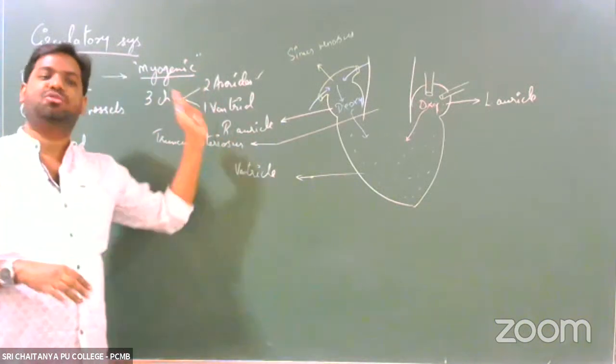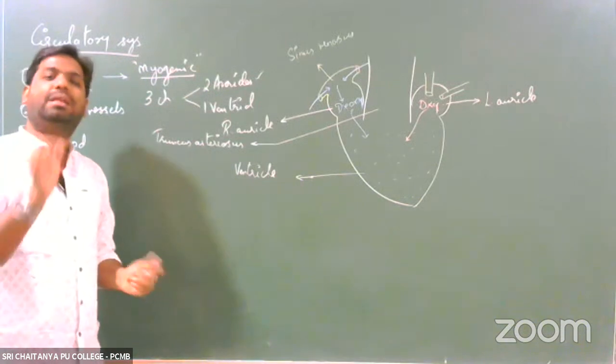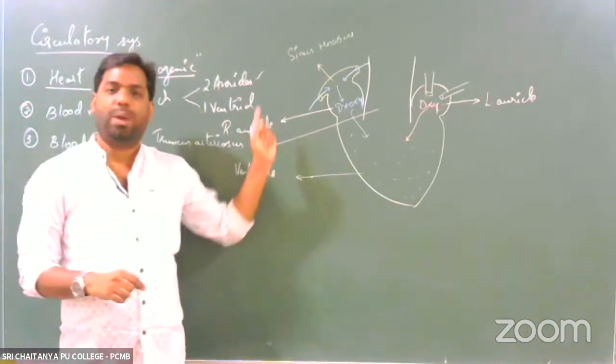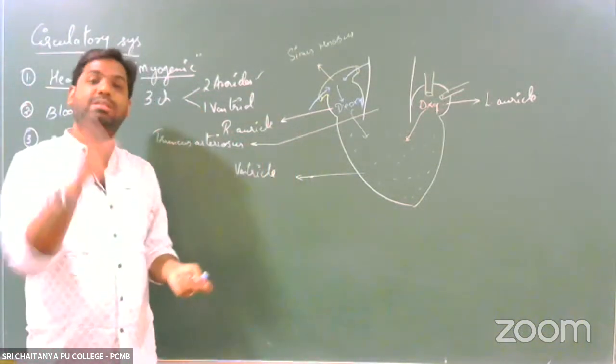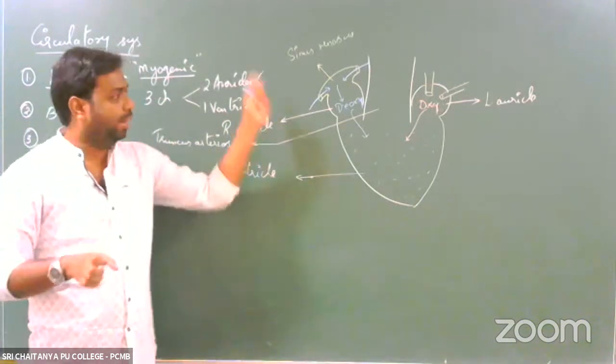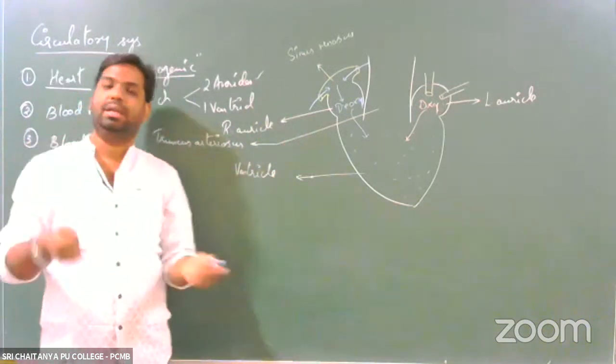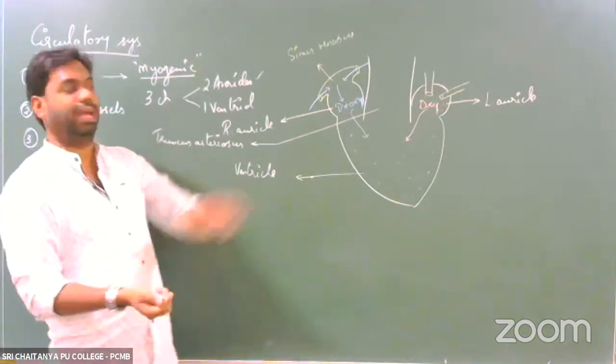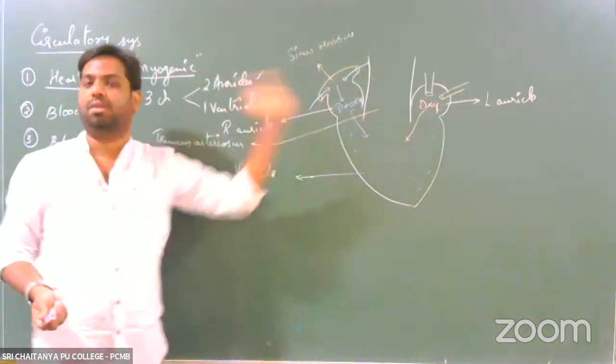amphibians. Again, this truncus arteriosus is a highly developed structure in fishes, while in amphibians it becomes a slightly reduced structure. Whereas in aves and mammals, it is completely reduced and we will not be able to observe the truncus arteriosus at all.